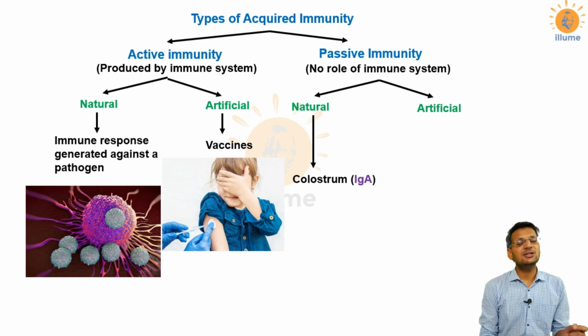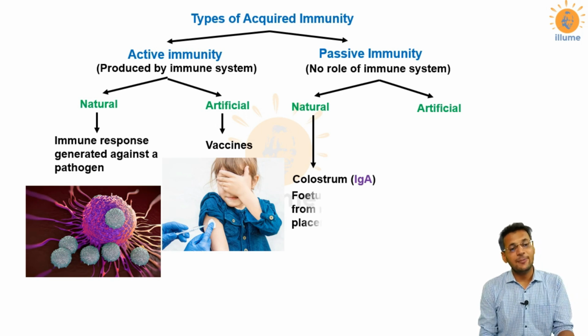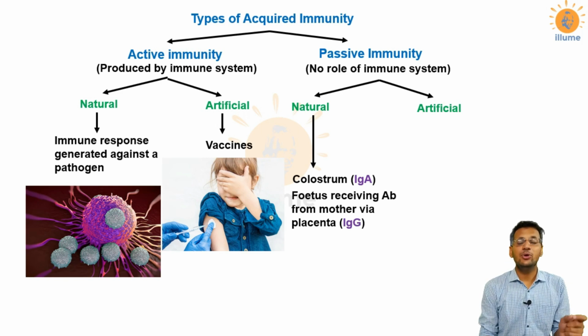Now the infant that is getting the colostrum from the mother, the body of the infant is doing nothing. The body is not actively participating. It is the IgA that is gifted with colostrum by the mother. That's why it is a passive immunity. And the other example is the IgG, which is received by the fetus from the mother. In that case also, IgG, immunoglobulin G, a type of antibody, is being gifted by the mother to the fetus. That's why it would be again an example of passive immunity.